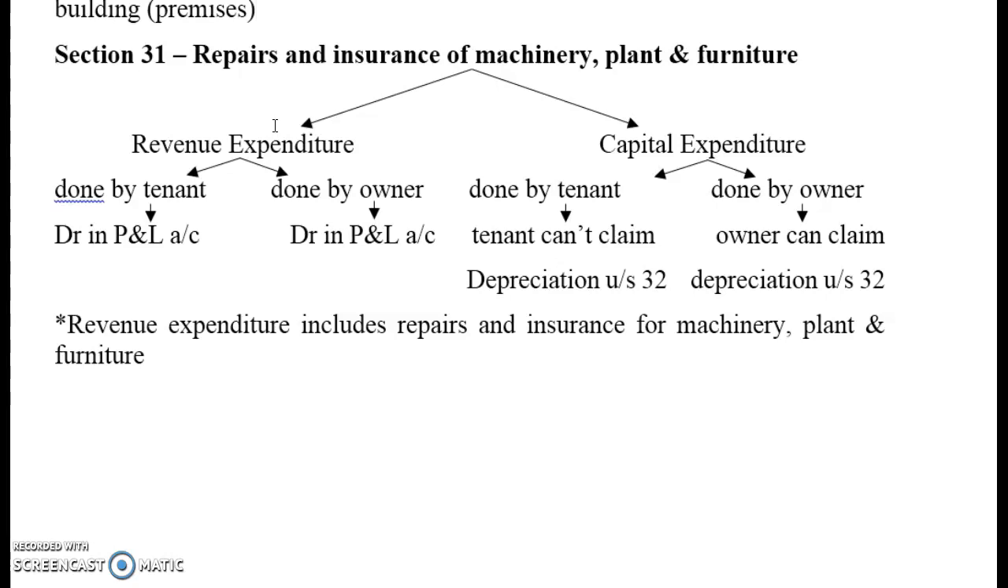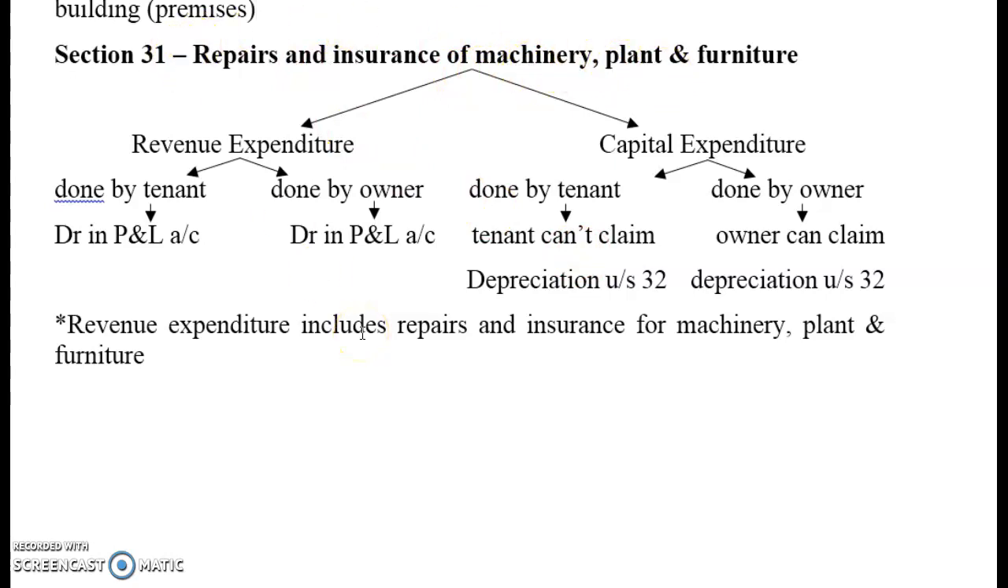Regarding capital expenditure, the tenant cannot claim depreciation. It means if he has made any expenditure in relation to the machinery, plant or furniture, then on that capital expenditure he cannot claim the depreciation. He is allowed to claim depreciation only in relation to the building, but for machinery, plant and furniture he is not allowed. But definitely the owner can claim the depreciation under section 32. So this is very important. And revenue expenditure includes all kinds of repairs and insurance for the machinery, plant and furniture. So this is section 31.